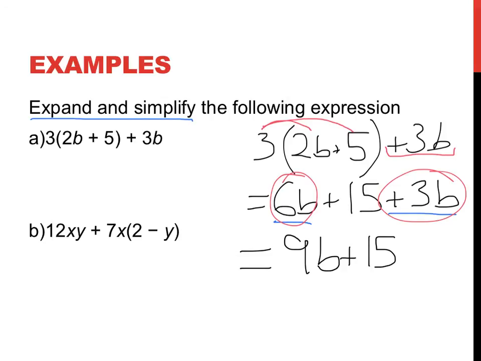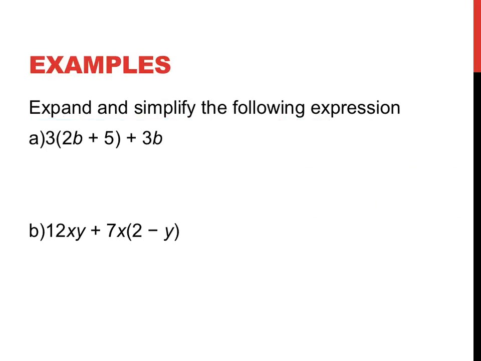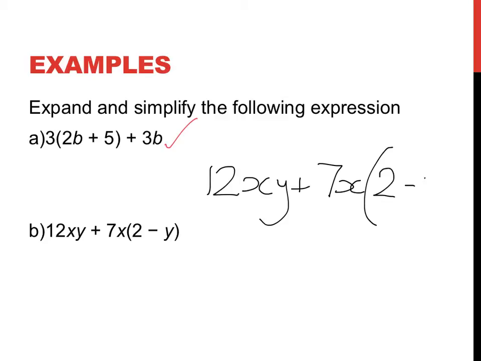Okay, let's have a look at another example here. Let's get rid of that. Oh, no, it's not working. Oh, there we go. Okay, let's look at B. So that one's A done. Let's have a look at B. It says 12xy plus 7x brackets 2 minus y.